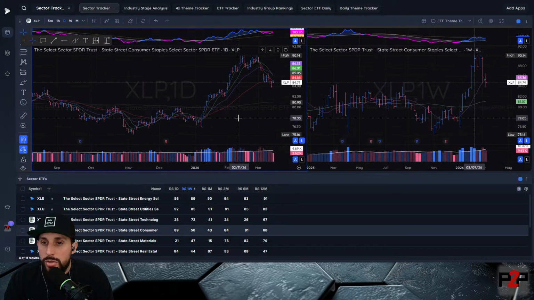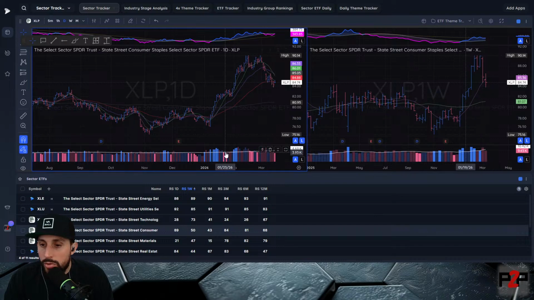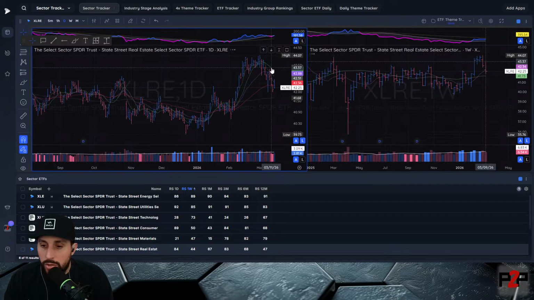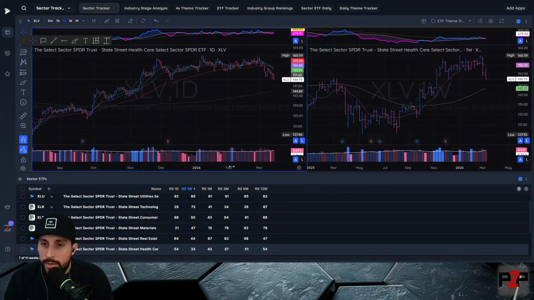Here you've got consumer staples, which was really showing some strength, then is now pulled down into the 50, looking like it wants to correct, but nothing really to say there. Same thing with materials, which showed a lot of strength the last couple of weeks and is starting to weaken. Real estate, nothing much to say. Healthcare was moving sideways. It was looking like it was going to break higher recently, and then in the last couple of weeks it has really started to fall apart.